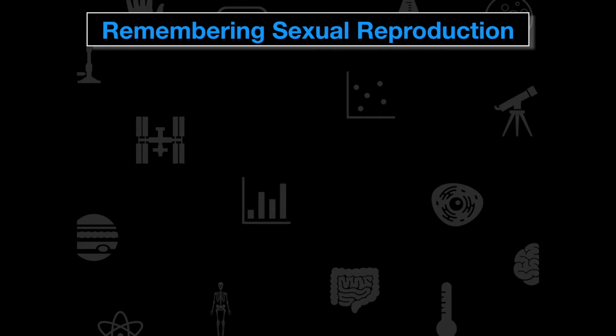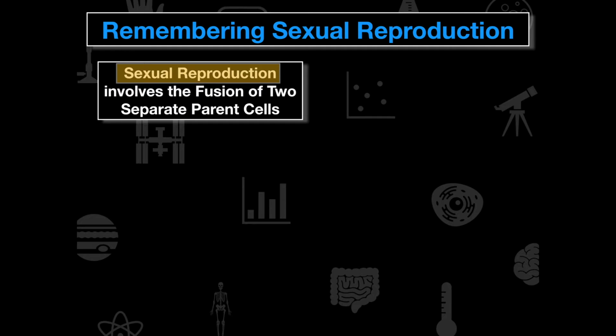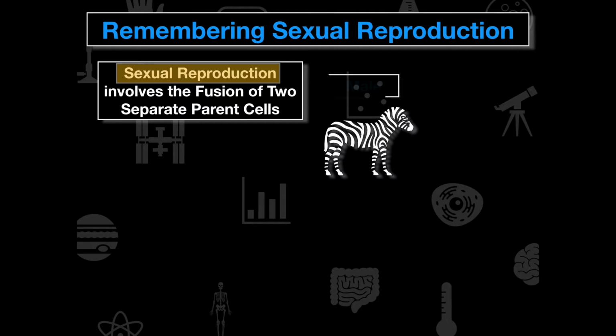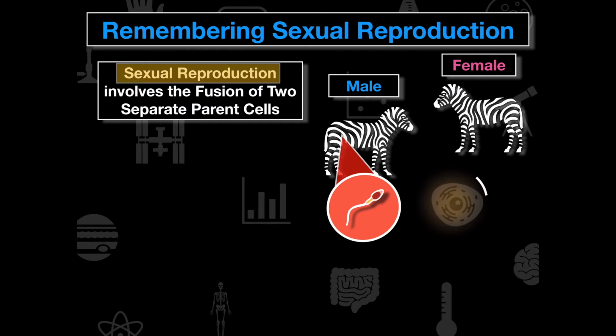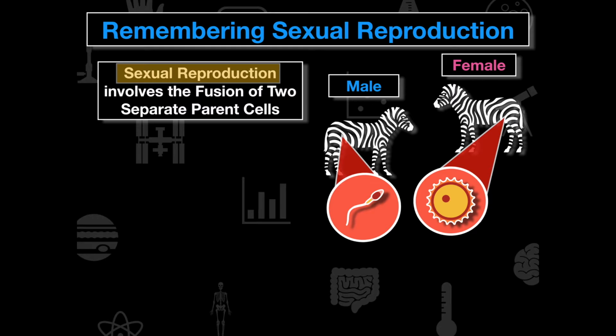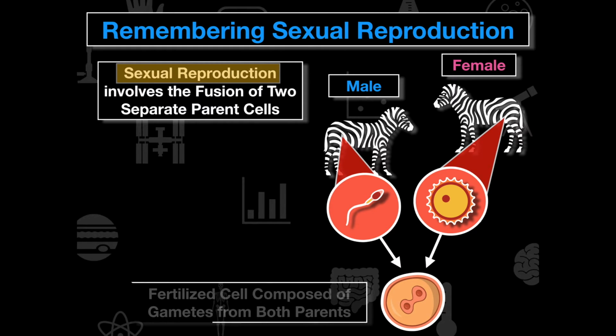Now, in order to understand alleles, we have to understand sexual reproduction, and this is going to involve the fusion of two separate parent cells. So we're going to have a male and a female that are going to fuse their gametes together, and that's going to create an organism. And this organism is going to be genetically distinct.